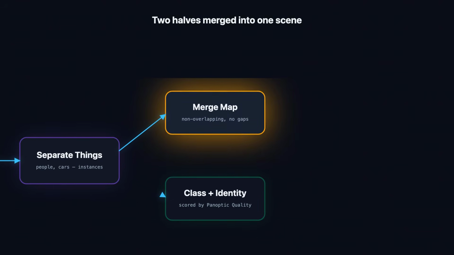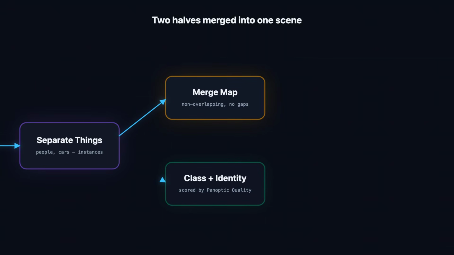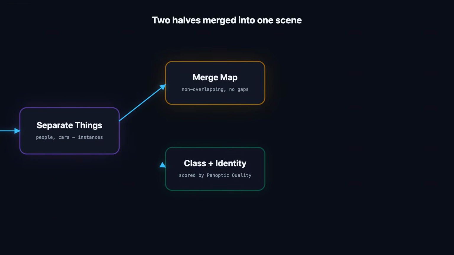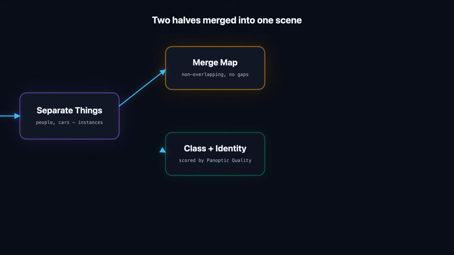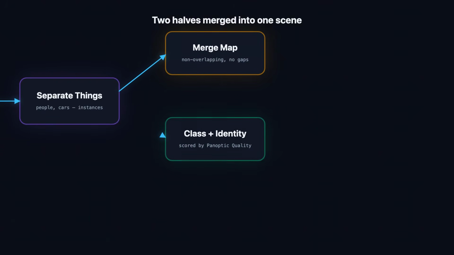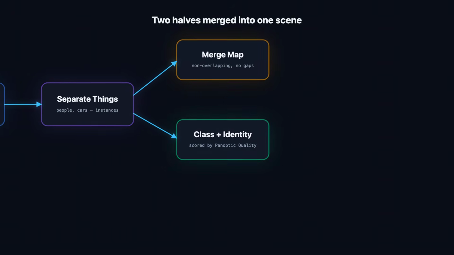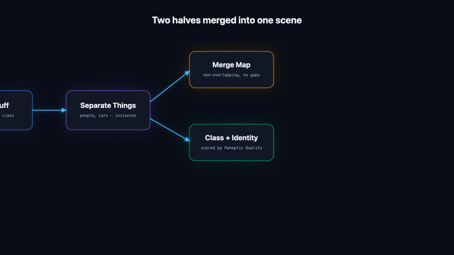Now both results are merged into one non-overlapping map. Every pixel is resolved to a single answer, with no gaps left blank and no two labels fighting over the same location. The stuff and the things finally share one coherent canvas, and the final output gives every pixel a class, plus an instance identity whenever that pixel belongs to a thing.